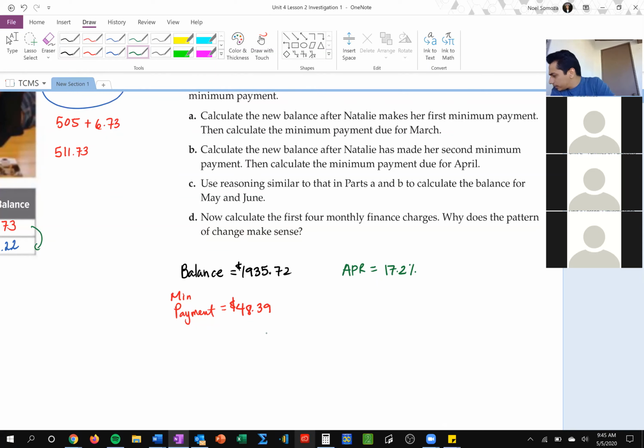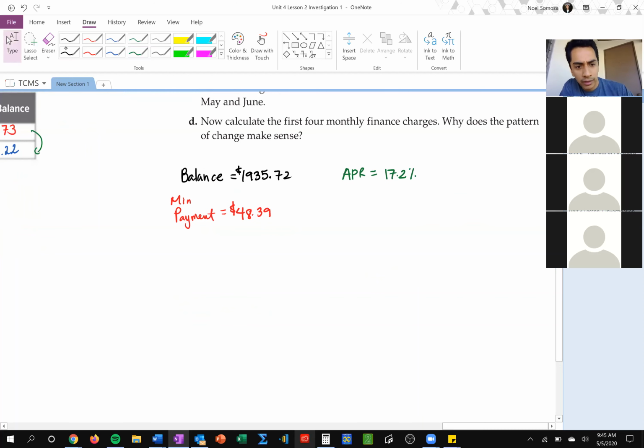So let's go back here. All right. So calculate the new balance after Natalie makes her first minimum payment. Okay. So we start with the balance, 1935.72. Okay, she makes a minimum payment, so we get to subtract 48.39. Okay, and let's see what she gets here.